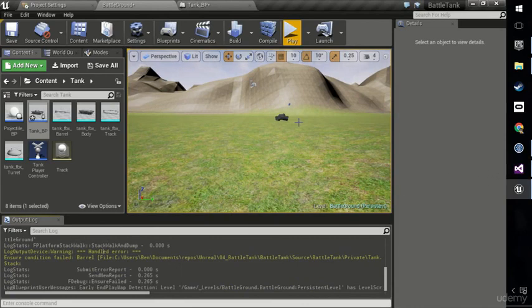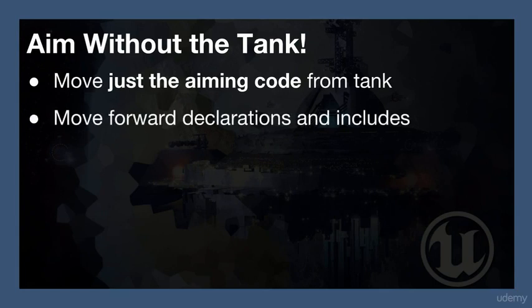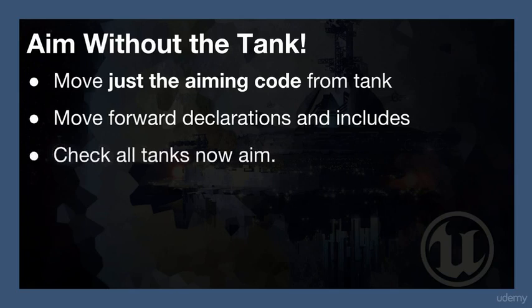In fact, I'm going to challenge you to go ahead and aim without the tank. Move just the aiming code from the tank. Remember that we were going to keep a copy of the launch speed in the tank so that all the inbound calls and all the code in the tank still compiles. The firing doesn't work, but the code needs to compile. Move any forward declarations and includes that you need to, and just check that all tanks can now aim, even though we're not doing the aiming via the tank anymore. So go ahead, pause the video, see if you can make that part of the refactor now.